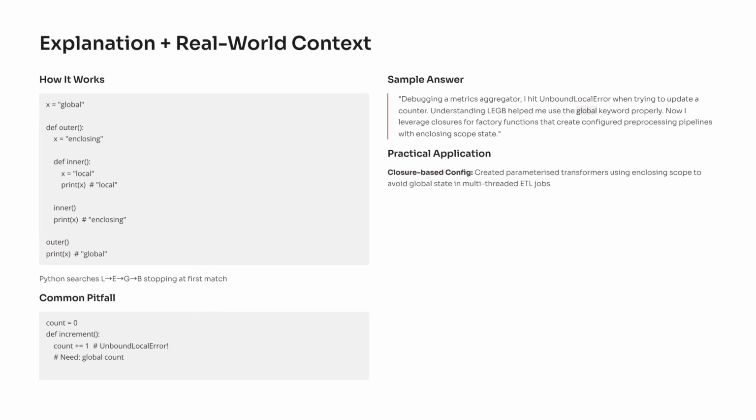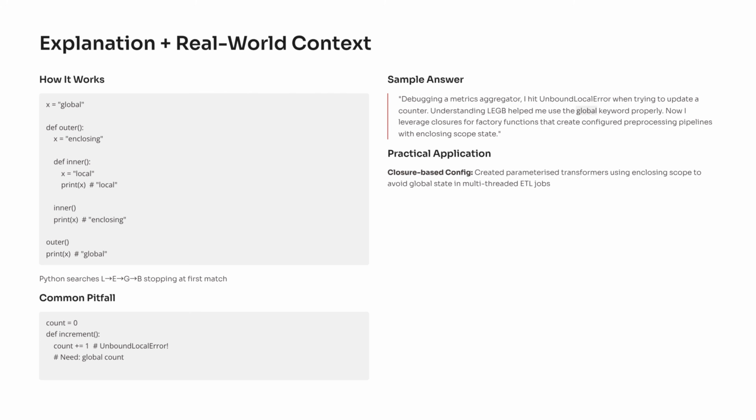Now, let's bring this to life with a simple example. Imagine you define a variable at the top of your file. That's global. Inside a function, you define another variable with the same name. That's local. And inside a nested function, you define it again. That's enclosing. When Python needs that variable, it starts by checking the local function first. If it doesn't find it there, it moves to the enclosing function, then to the global scope, and finally to the built-in names like len or print. That's Python's LEGB search process in action, step by step, from the smallest scope to the largest, and the moment it finds the variable, it stops searching right there.